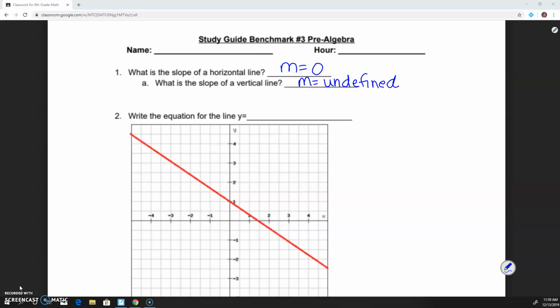So remember, horizontal goes this way, it is a function. Vertical goes this way, it is not a function. Okay, number 2, you have 3 questions like this on your test. You have to write a linear equation.